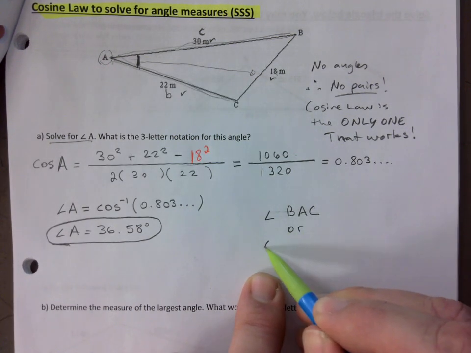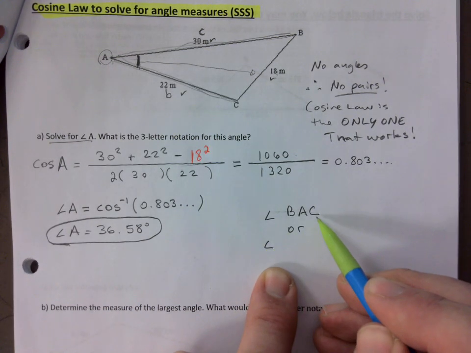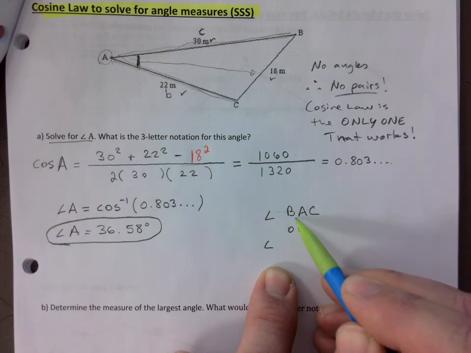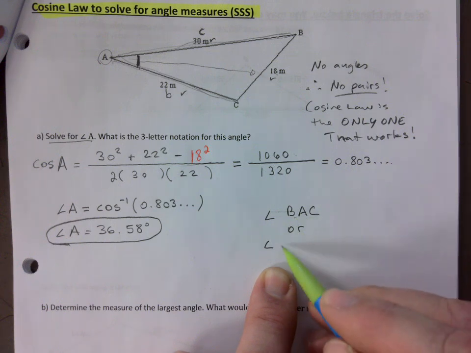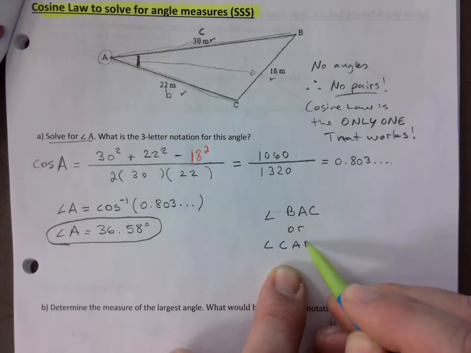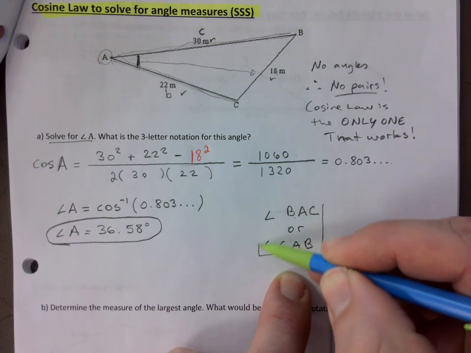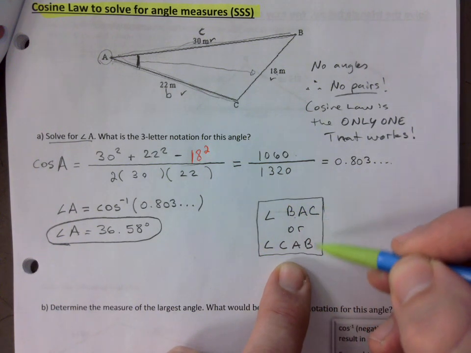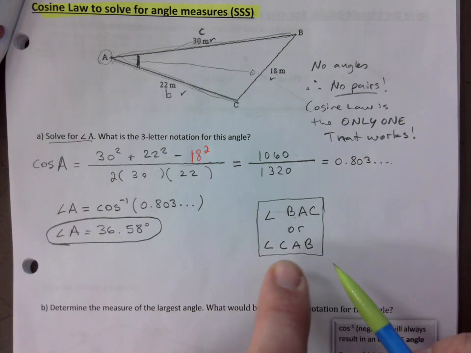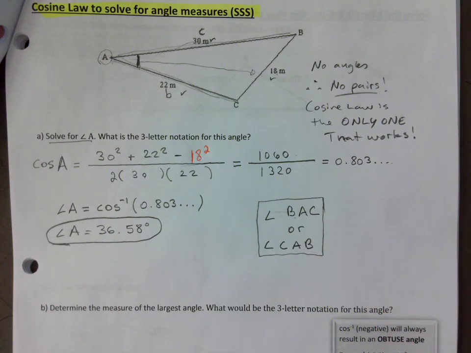Or you can flip it. You can read it backwards. C-A-B. Okay? So it's the same thing. I think this is important to know how to write it in 3-letter notation. And I hope that made sense.